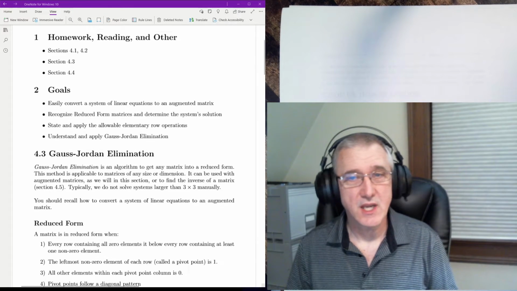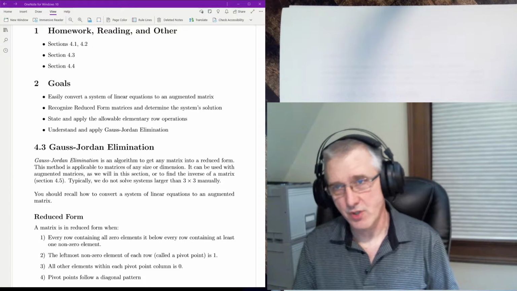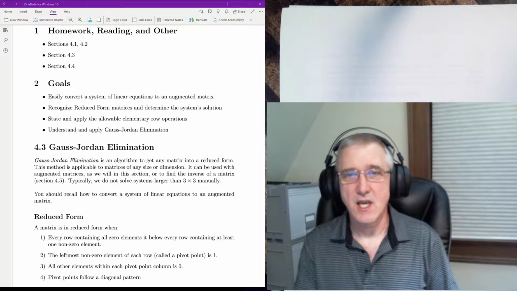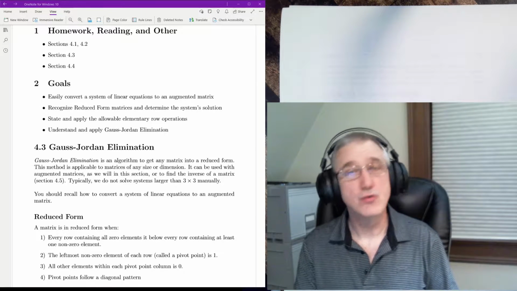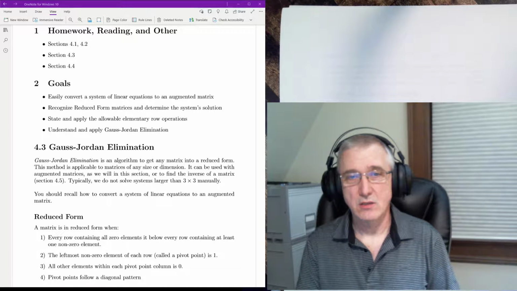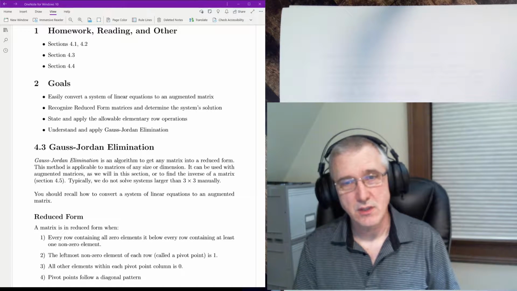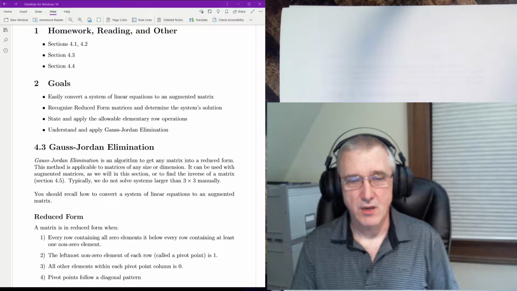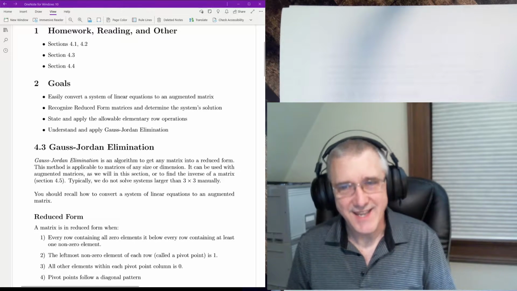So our goals for today are to recall and easily convert a system of linear equations to an augmented matrix, and then some new things: to recognize reduced form matrices and determine the system solution from a reduced form matrix. And then we should be able to recall, state, and apply the allowable elementary row operations, and then understand and apply Gauss-Jordan elimination. That's the big goal for today. So let's get to it.